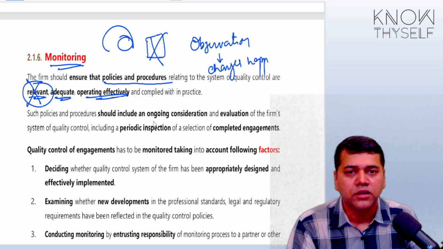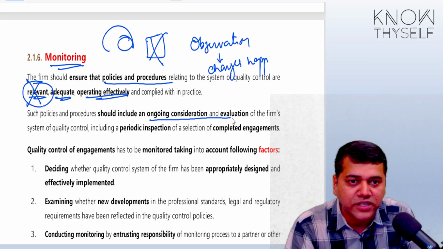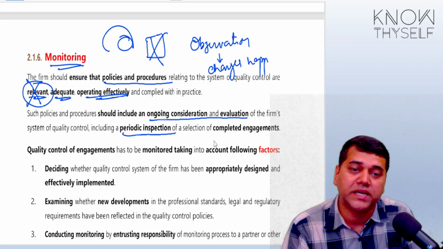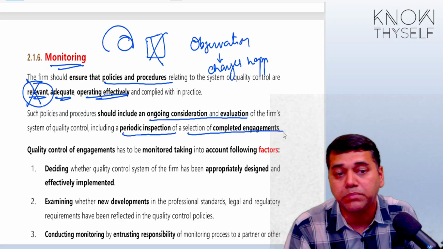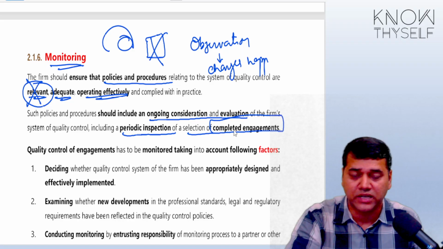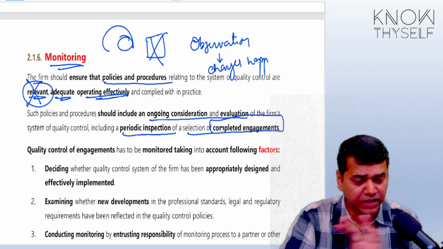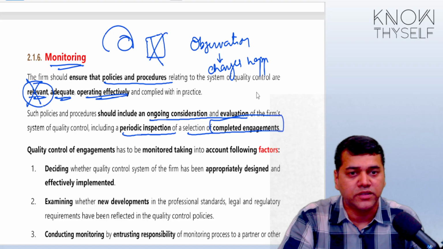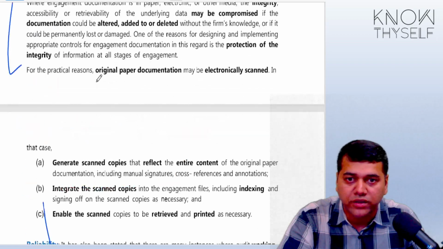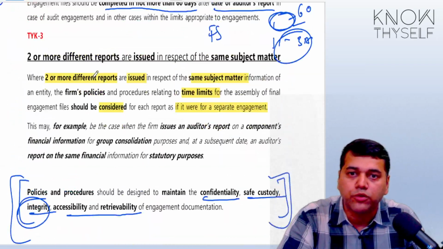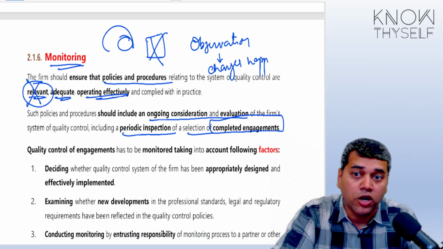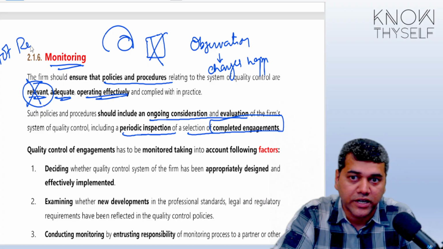Very simple. You should have ongoing consideration and evaluation, and you need to have a periodic inspection of a selection of completed engagements. See, if you go to the original standard, there are so many stories and contents about this also. Anyhow, we need not go into it. Somewhere we said we have to do a review. Previously, we have said that we have to do a review. This is called a hot review in audit language.